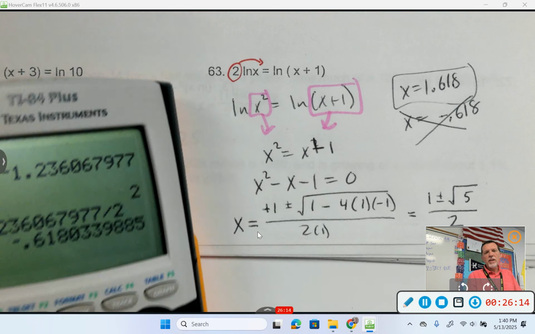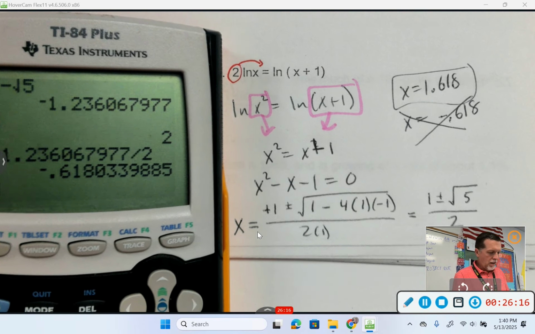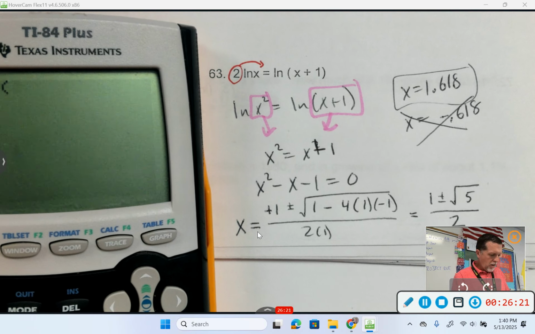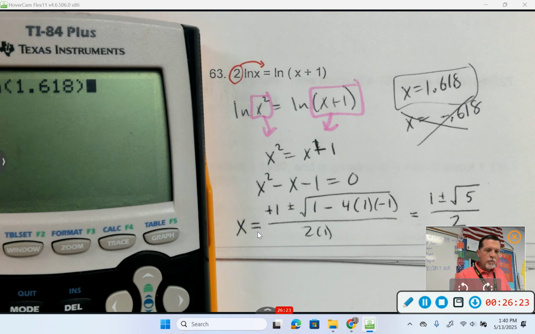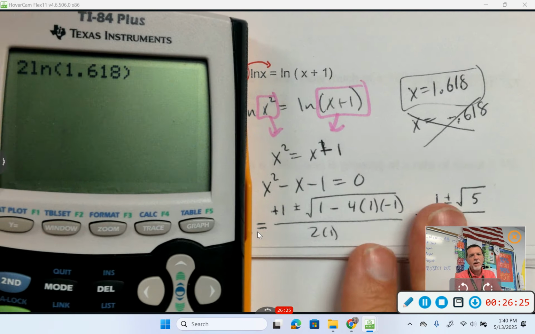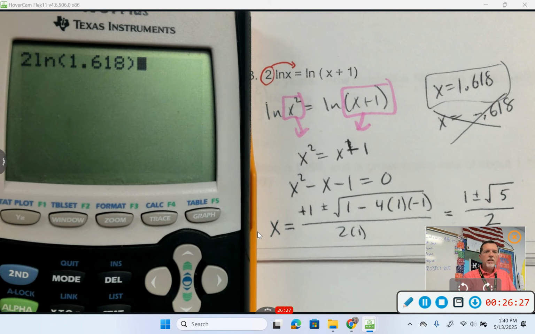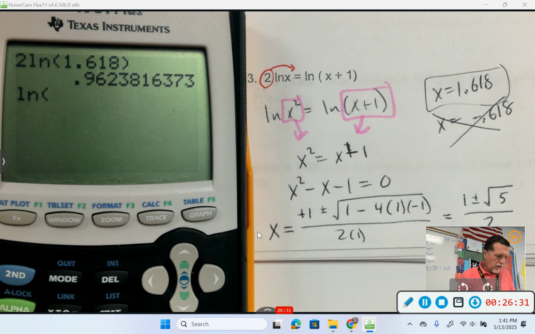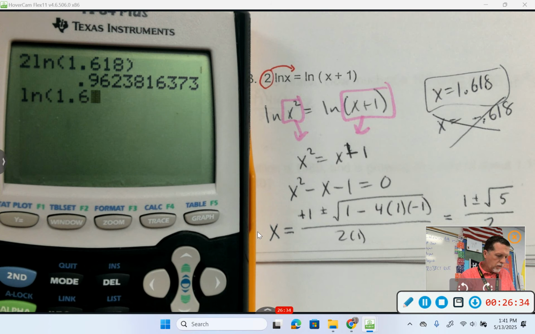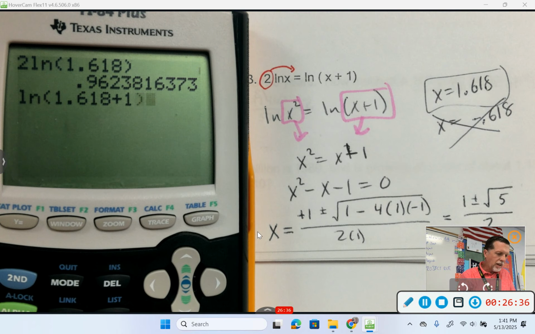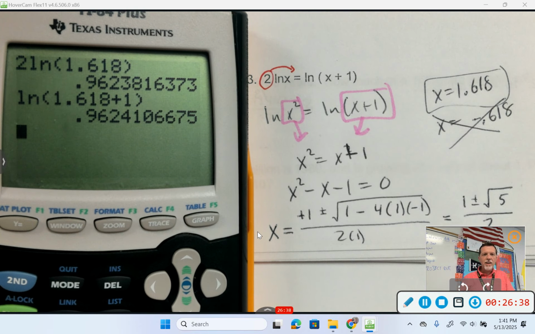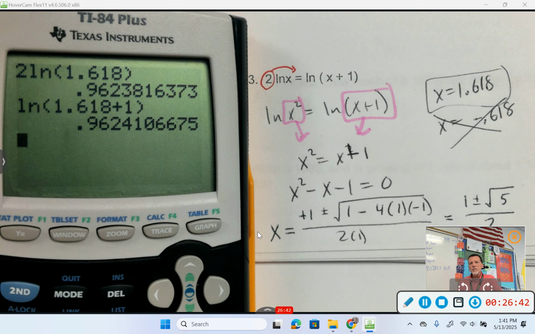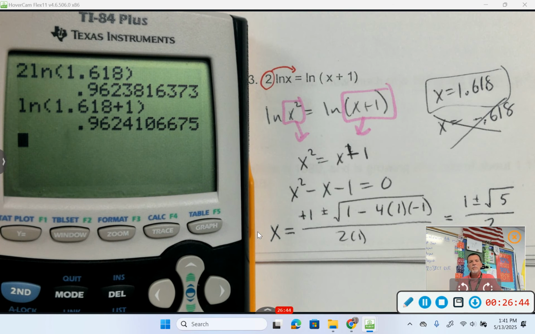Again, feels weird, like why am I having to do the quadratic formula? So maybe I should check this answer. 2 natural log 1.618. I'm using a rounded version now, so this may not come out exactly right. Compare that to natural log of 1.618 plus 1. Again, this is rounded, so this may not be exactly right. But yeah, to the nearest 3-4 decimals or so, those are the same. So I'm comfortable with that answer.